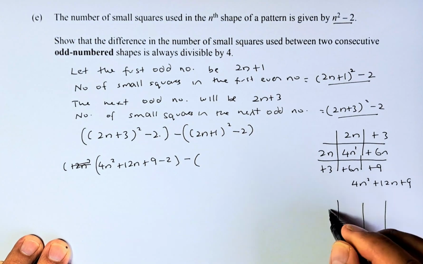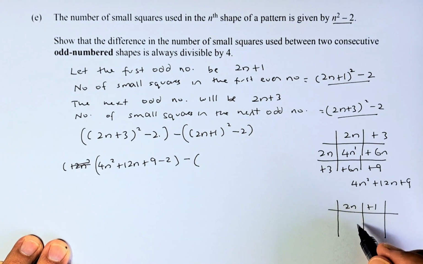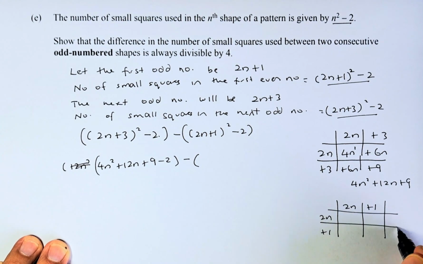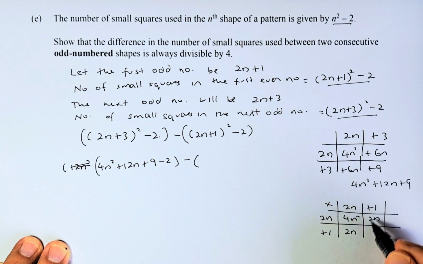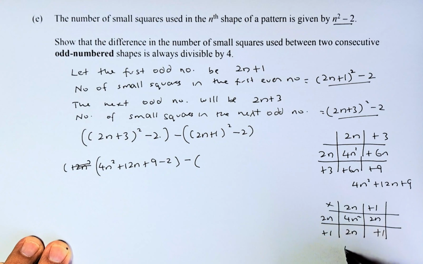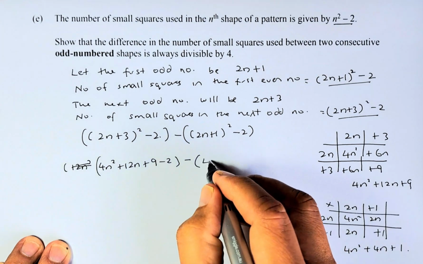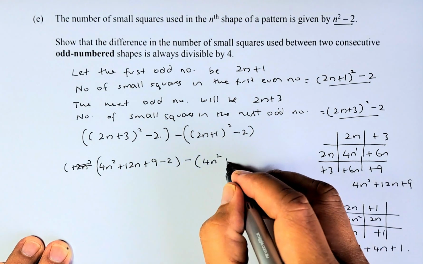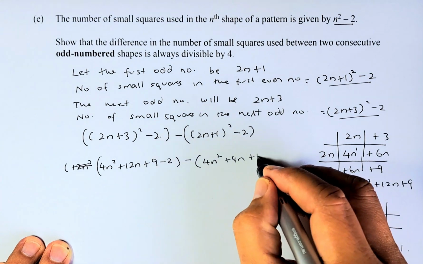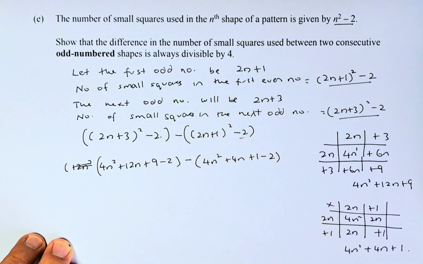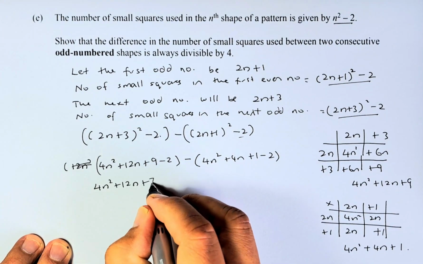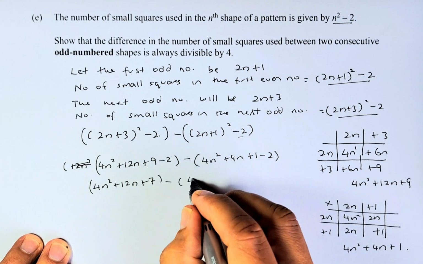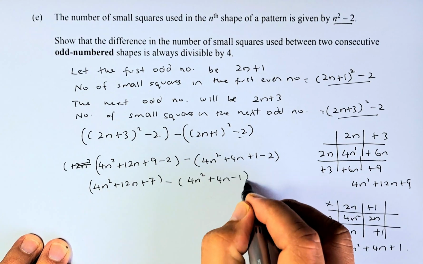Okay, the second expression is going to be the same thing. We're going to expand again, 2n plus 1 times 2n plus 1. It becomes 4n squared. You multiply them, it becomes 2n, 2n again, and then 1 times 1. Simplify them, it's going to be 4n squared, add them up together, plus 4n plus 1. So that part is going to be 4n squared plus 4n plus 1 minus 2, because there's a minus 2 there. Simplify that expression. The first part is 4n squared plus 12n plus 7. The second part is going to be 4n squared plus 4n minus 1.